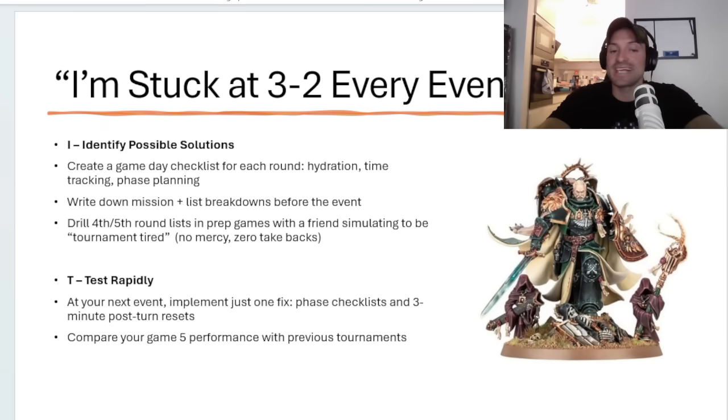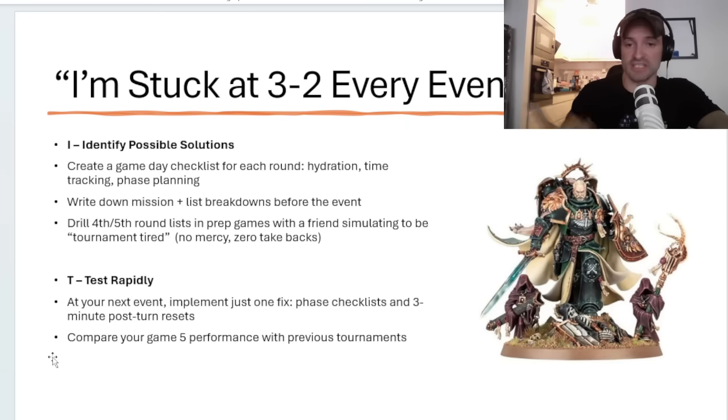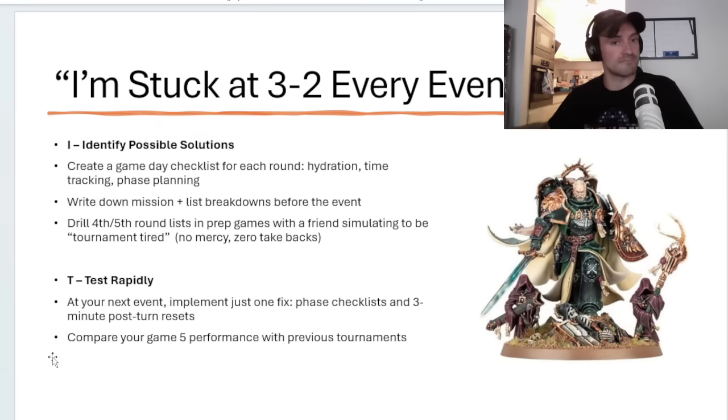And then T for test rapidly. So at your next event, implement just one of these fixes. Maybe you're going to just do phase checklist, or maybe you're going to be doing these 4th, 5th round prep games like we just spoke about. And then you're going to compare your 5-game performance with your previous tournaments. And you're going to see, oh, okay, well, that solution actually has improved me. So maybe I can add another solution. Or, hey, that solution did not help me at all. So maybe I should try a different solution.